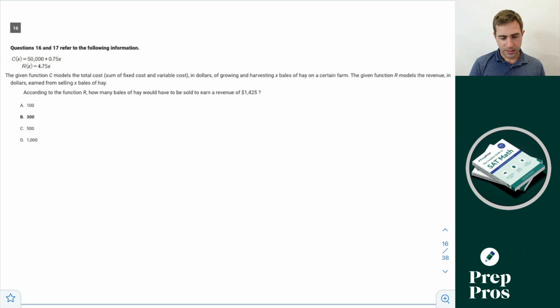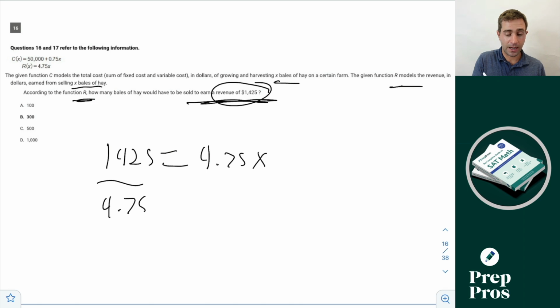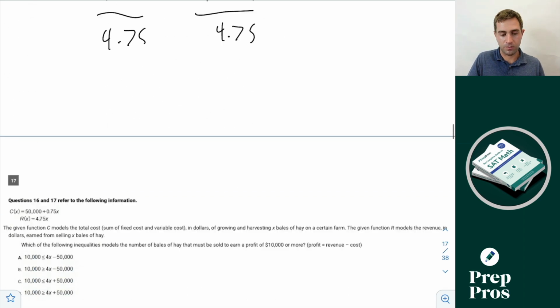All right, the given function C models the total cost, sum of fixed and variable cost in dollars, of growing and harvesting x bales of hay on a certain farm. The given function R models the revenue in dollars earned from selling x bales of hay. According to the function R, how many bales of hay would have to be sold to earn 1,425? Well, this is our output of the function, so we can just rewrite this as 1,425 is equal to 4.75x, and then we're dividing by 4.75 to solve for x. That's going to give us the correct answer here of B.